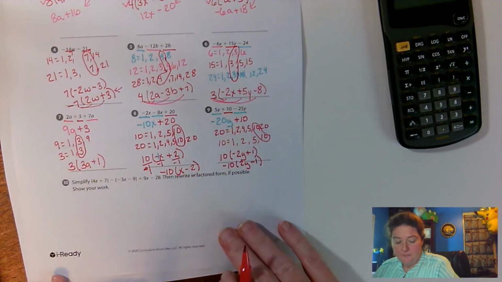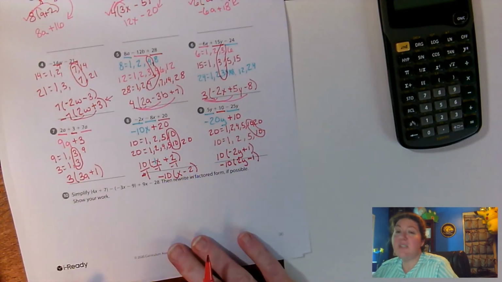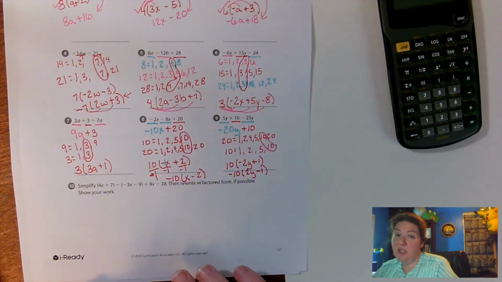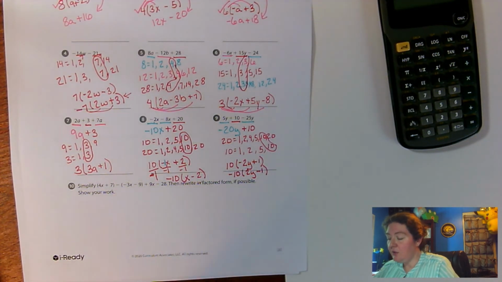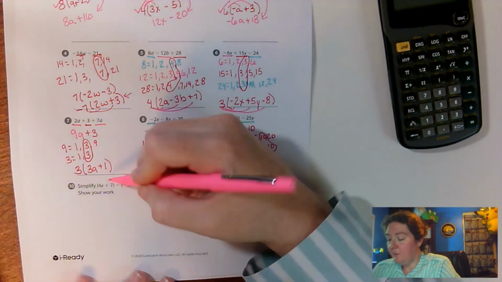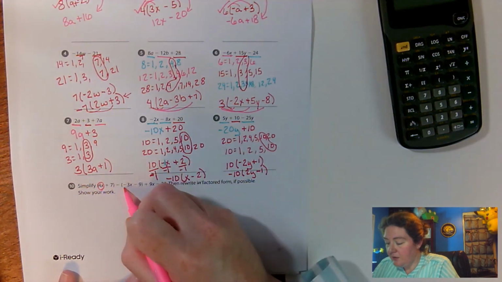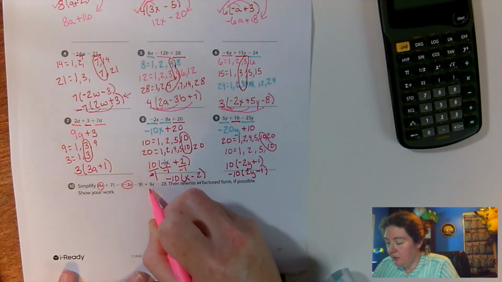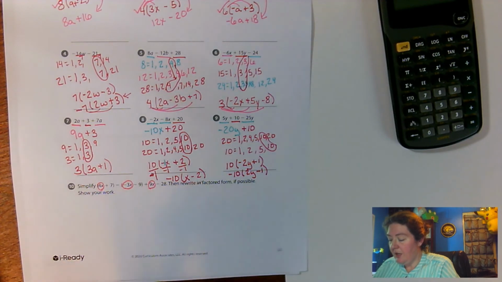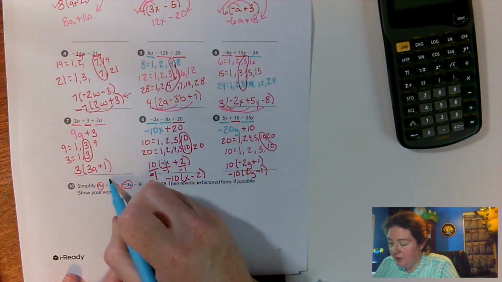Number 10. Number 10 looks scary. It looks really scary, but it's not. I promise. We've got this. We've got this. So, first thing I want to do, I want to go through and find my families. I've got X families. And I've got plain Jane families.